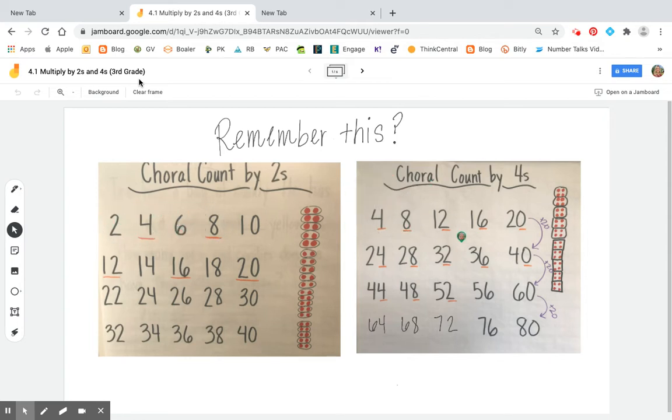So you can also see that we zoomed in on this. This was multiplied by 2 right here. And then this one was multiplied by 4, and it had two groups of 2 inside.